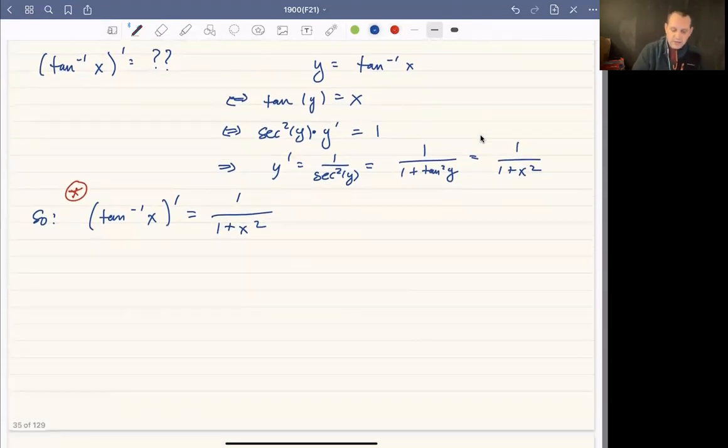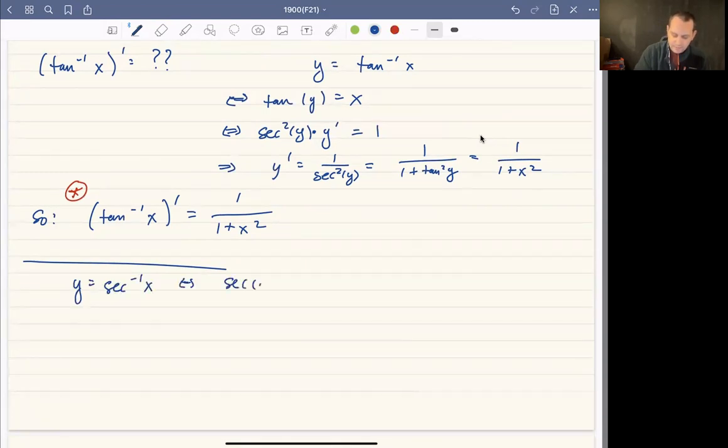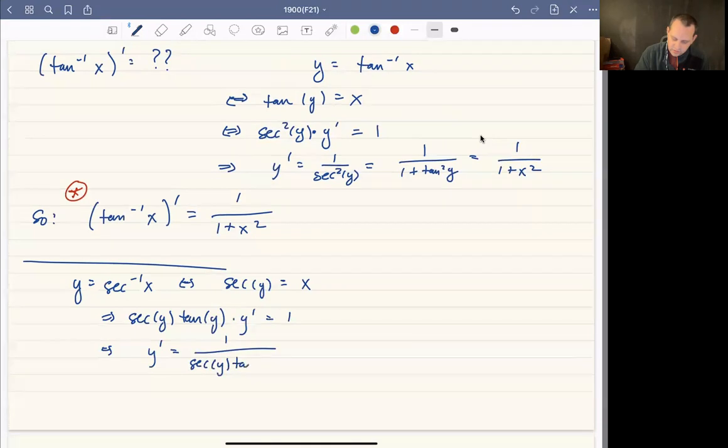And then the last one is inverse secant. Okay, so same games, same story. Let's let y be inverse secant of x. This tells us that secant of y is equal to x. And then we can implicitly differentiate both sides so that secant of y times tangent of y times y prime is equal to 1 after we differentiate both sides. And then we'll get y prime on one side, everything else on the other. So y prime is going to be 1 over secant of y times tangent of y.